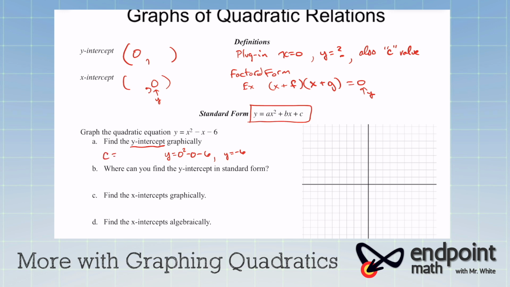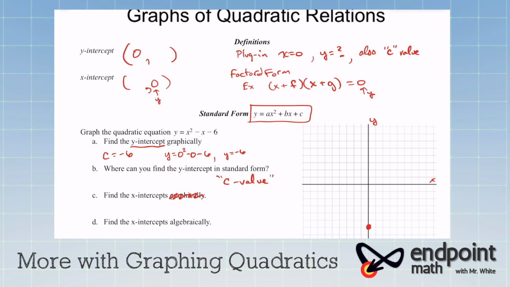c equals negative 6. So we go to our y-axis, and we go down. There's 3, 4, 5, 6. All right, this is our y-intercept. We got that from part A in this. Okay, so in standard form, that comes from the c value. That was easy. Now, what about the x-intercepts? So we could do this graphically, but I'm just going to jump right to algebra, okay?